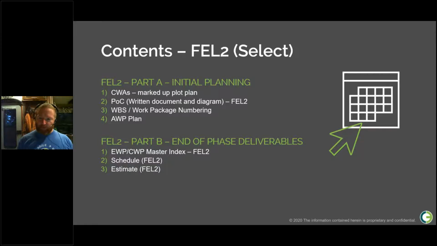now you're actually in a project. So first up, we're starting during FEL2, the select stage, and we're going to show you how to create construction work areas, a path of construction, a work breakdown structure to support AWP, and an AWP plan. These are the building blocks for AWP, and getting these right is going to set you on the correct path.